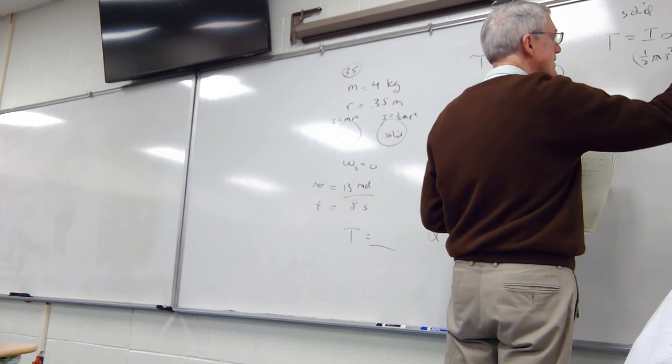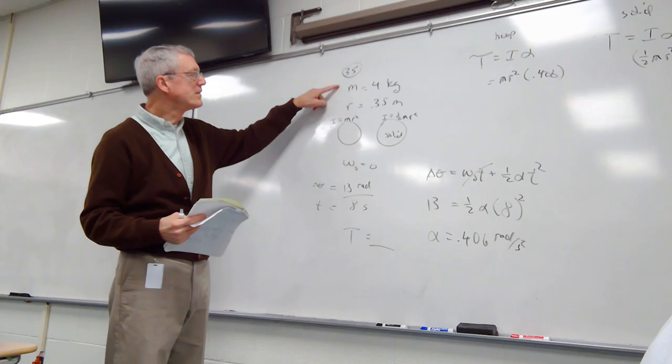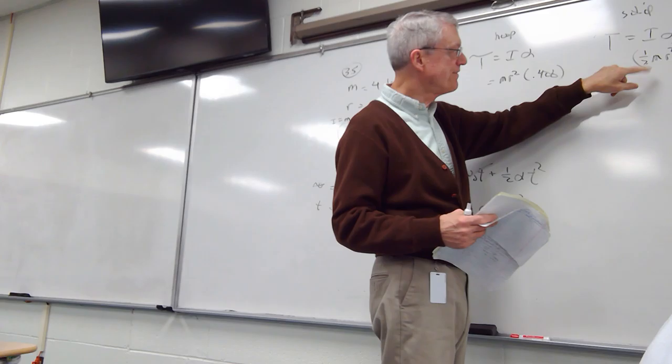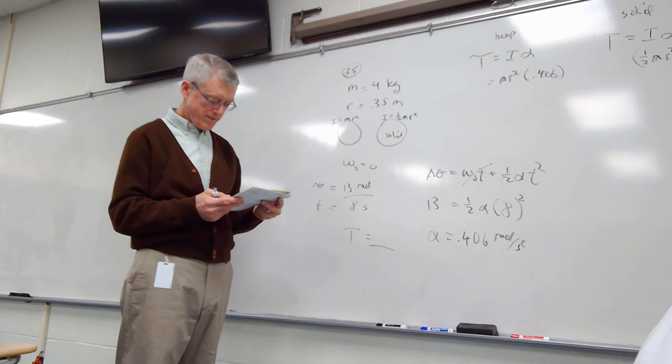You've got the M and the R. Here it's mR squared, and over here it's mR squared times 1/2. And so obviously the solid disk will have about 1/2 as much torque.